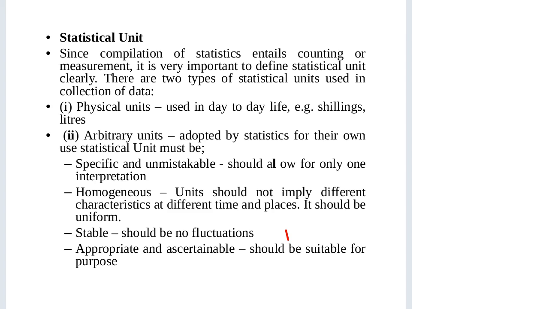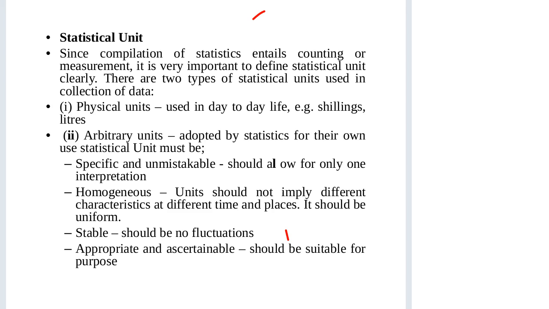Now, the statistical units must meet some requirements or conditions. They must be specific and unmistakable. They should allow for only one interpretation. So if it is volume of milk, for example, the volume of milk is measured in liters. The statistical unit must be homogeneous.